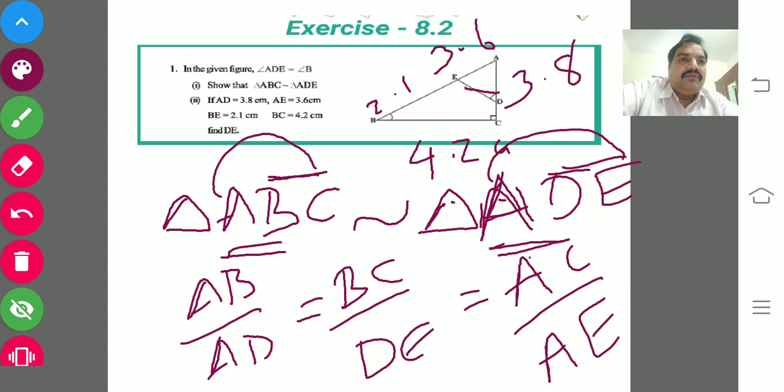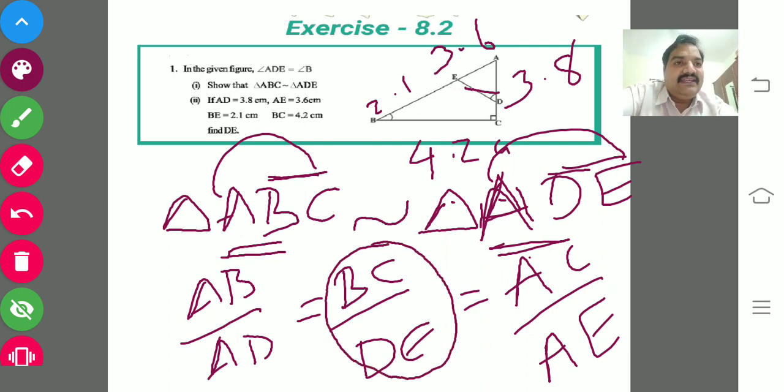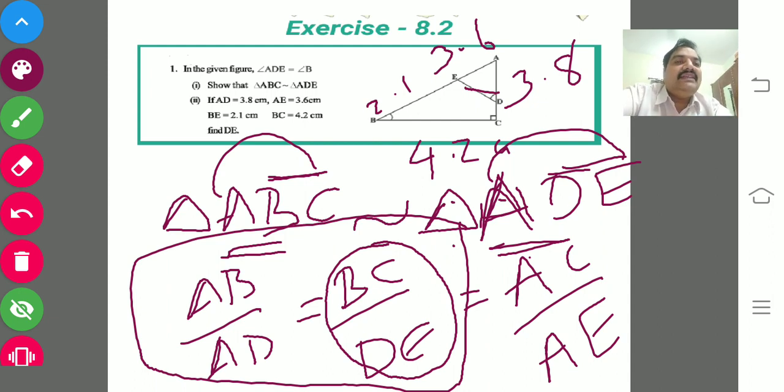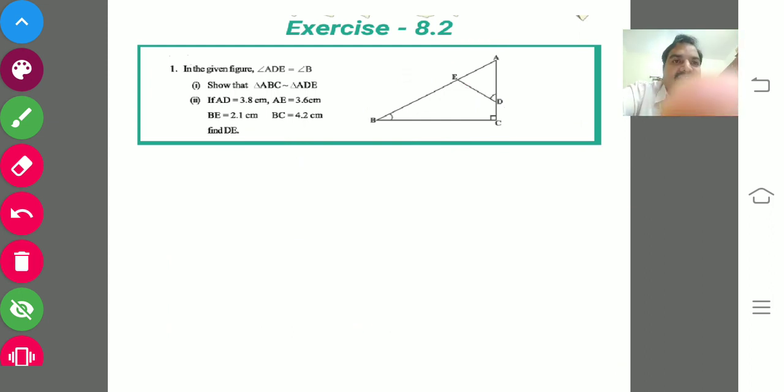Now, what do you want to find? ED. Where is ED? You have to find this portion. So BC by DE, because our destination is to find ED. And you know the AB related values are there in the question, and the AD value is also there. So if you select these two out of the three, you can easily find the DE value. That is our analysis. Once you see the answer, simply substitute the values. I hope you could understand the analysis.